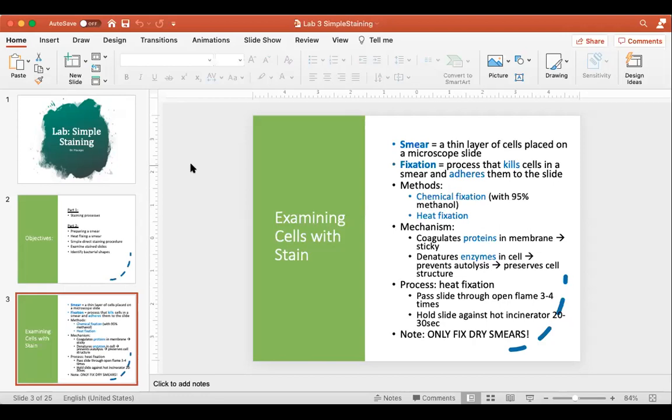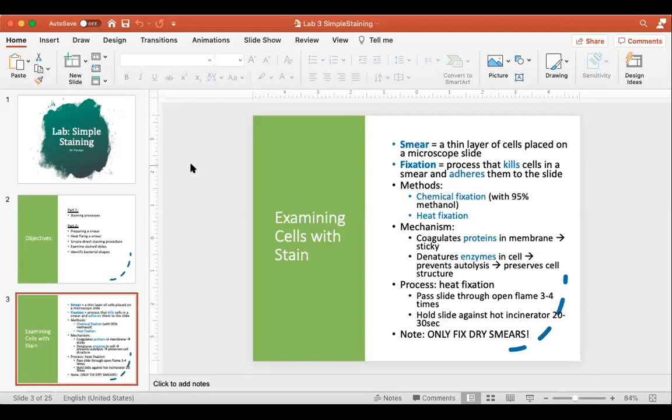Now, the other method that we use for fixation is called heat fixation. And like the name suggests, we just place the slide into some sort of a heat source for a very short period of time. And what the heat will do is literally warm up the membrane around the cells so that it helps it stick to the glass slide.